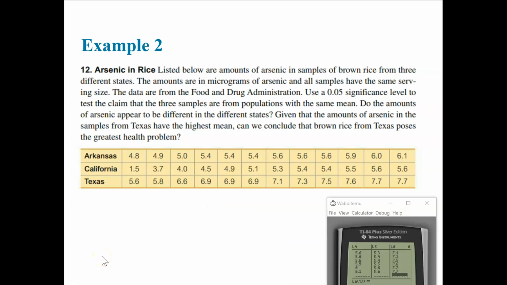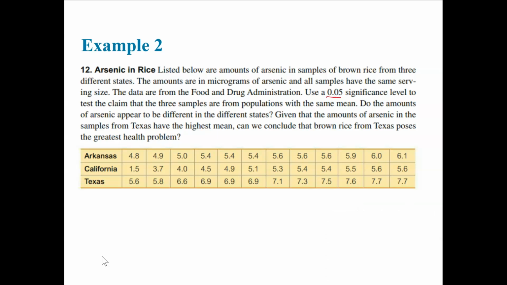So in this example here, we are given the amounts of arsenic in samples of brown rice from 3 different states, and the amounts are in micrograms and all the same serving size. We're going to use a 0.05 significance level to test the claim that the 3 samples are from populations with the same mean. So that's the claim we're testing, that mu1 is equal to mu2, which is equal to mu3. And so our alternative is that at least one is different. At least one mean is different. So do the amounts appear to be different in the different states?